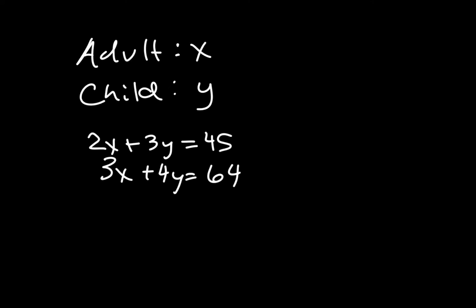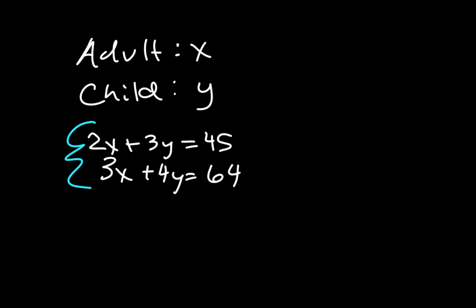Okay? So it says 2 adult tickets and 3 children's tickets cost 45 pounds. So 2 adults, 3 children, 45. And then 3 adults, 4 children is 64. And so those are the two equations we come up with for that situation. And we want to find the total cost of the adult tickets and the child tickets. So we're essentially just trying to find X and Y.